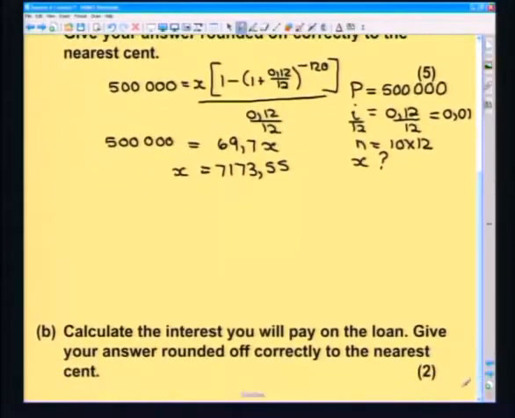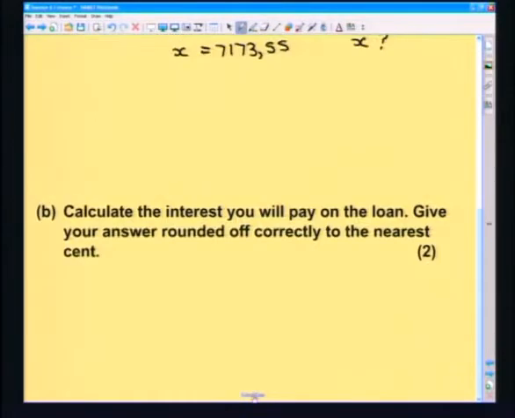The next part of the question says, calculate the interest you will have to pay on the loan. Give your answer rounded off correctly to the nearest cent. Right, so what are we doing? We are paying 7173.55 each month. So how many months are we paying for? We're paying for 120 months. So the total amount would be the payment we're making multiplied by the 120 payments.